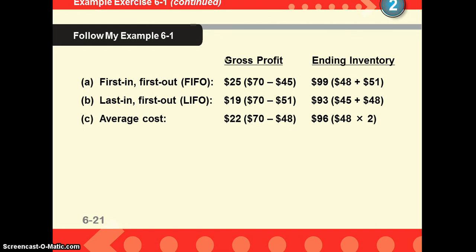Letter C, our average cost was $48 calculated for us on our previous slide. $70 is what we sold it for, minus the $48 average cost equals $22. Our last 2 items are both valued at the average cost of $48, so our ending inventory is $96.